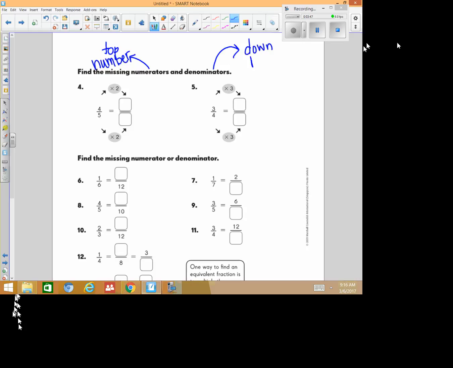It can be that, but if you look at this, Trinity. D for denominator, D for down. Helps us remember, right? Denominator means down. And so the other one is the numerator, right? So if I'm finding the missing denominators or numerators, what is 4 times 2?